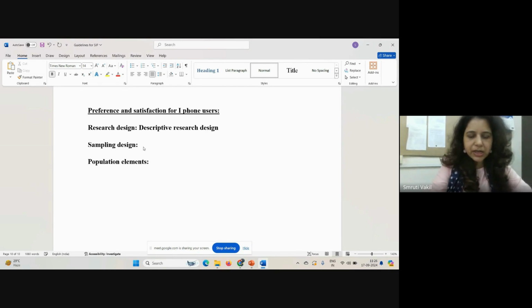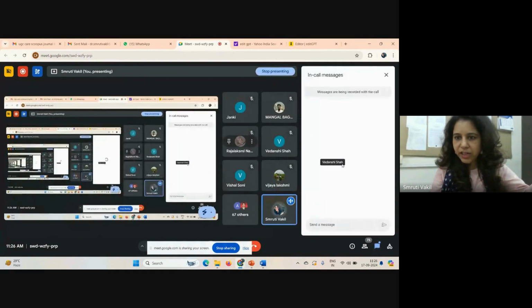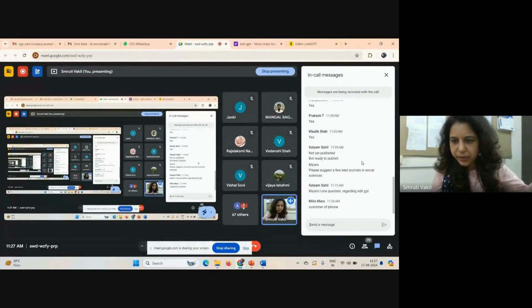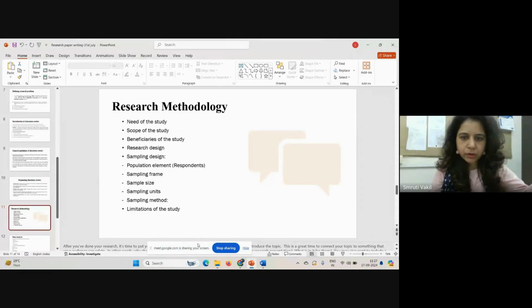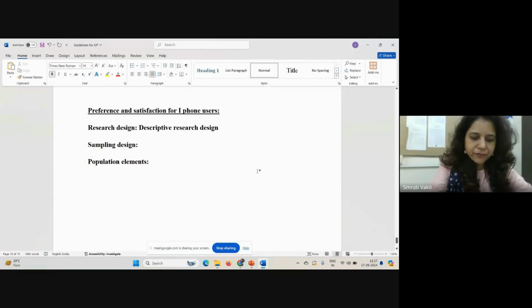So what are the population elements over here, everyone? Can somebody write in the chat box? In this case, on whom are you going to do the survey? Who are the respondents? Just write down in the chat box if you have understood. We'll take up the query of Edit GPT later on. Consumers of iPhone, very good. So over here, your population elements would be iPhone users. So what will be your sampling frame?